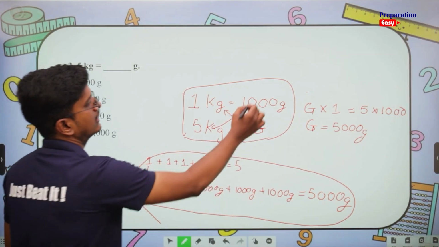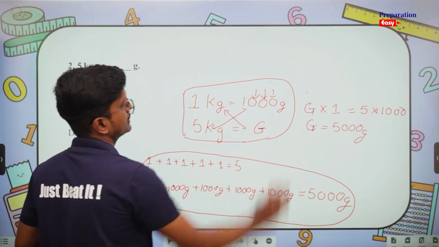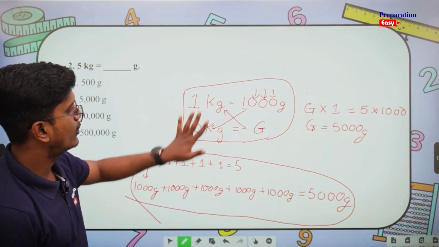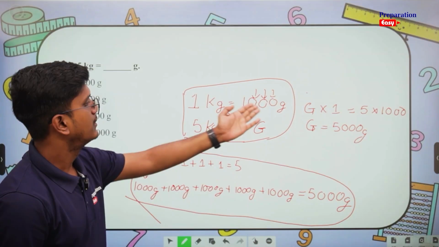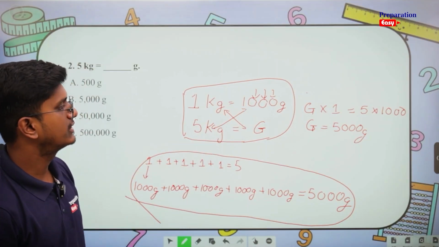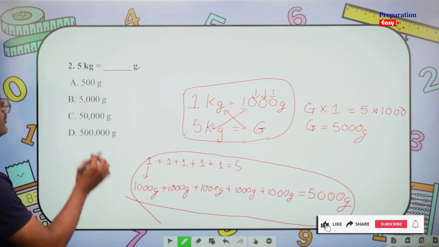Right now 0 doesn't matter to us. Just keep in mind 0 doesn't matter to us. 1 kg is 1000 gram. So 5 kg will be how much? 5 plus these 3 zeros, which will be 5000. Just write it down. Let's check the option.